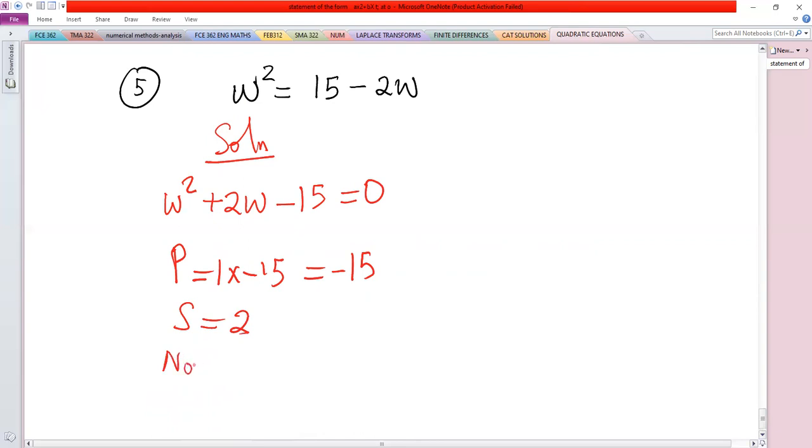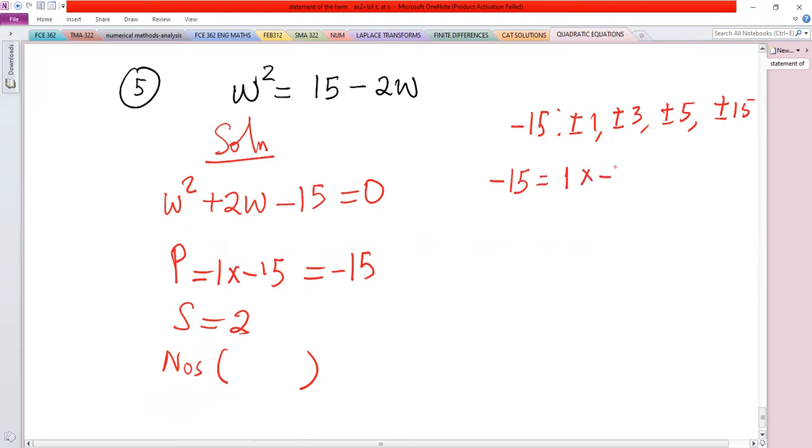So let's get the numbers. Our product is minus 15. So list the factors of 15: plus or minus 1, plus or minus 3, plus or minus 5, and plus or minus 15 itself. Now this will give us either 1 times minus 15, minus 1 times positive 15, 3 times minus 5, or minus 3 times 5. These are the possible pairs.